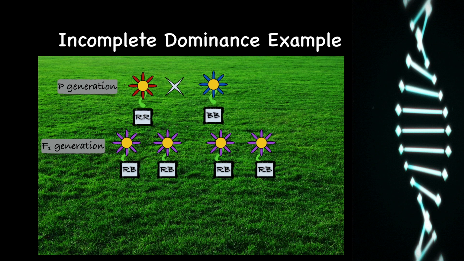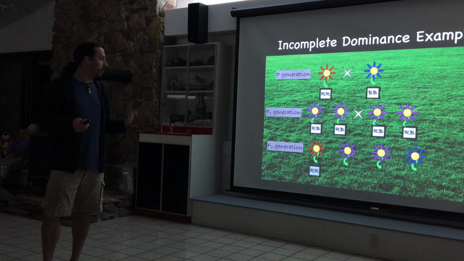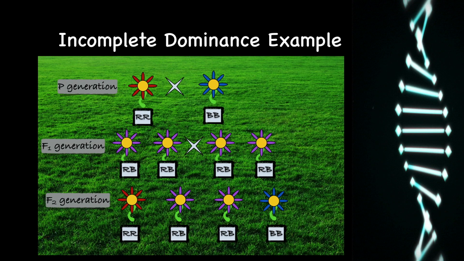If we were to cross two of these, then we would go to the F2 generation, and in the F2 generation, 25% would appear red, 50% would appear violet, and 25% would probably appear blue. Because 25% would be homozygous for the red allele, 50% would be heterozygous, having both the blue and the red allele, and 25% would have just the blue allele. They'd be homozygous for the blue allele. So that is how we can see incomplete dominance.